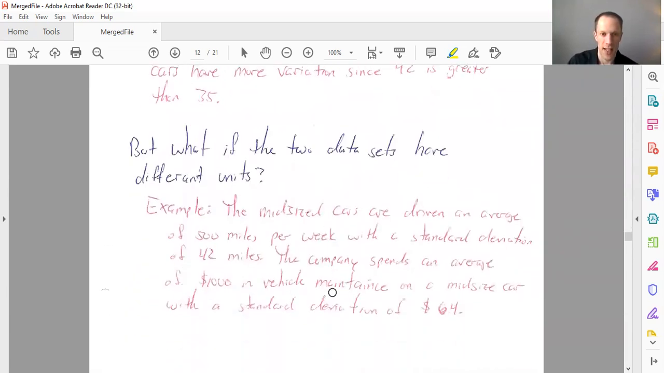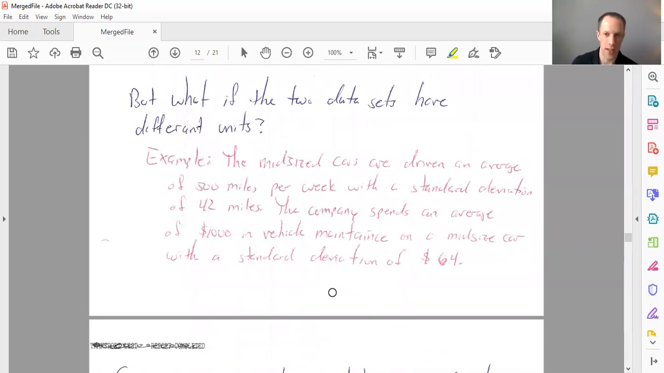But what if the two data sets have different units? So what if we say the mid-size cars are driven an average of 500 miles per week with a standard deviation of 42 miles, and the company spends an average of $1,000 in vehicle maintenance on a mid-size car with a standard deviation of $64. Which data set is more variable? Which data set has more variation in it? Well, you can't just compare the standard deviation for the miles driven with the standard deviation for the cost of repairs because they're two different units, miles and dollars. It's like comparing apples and oranges.